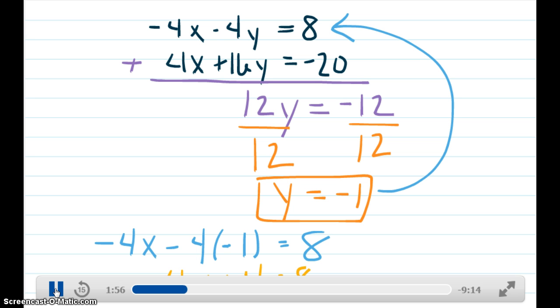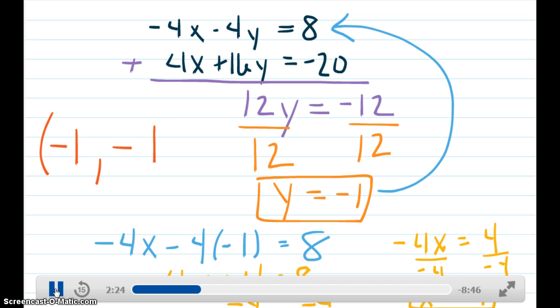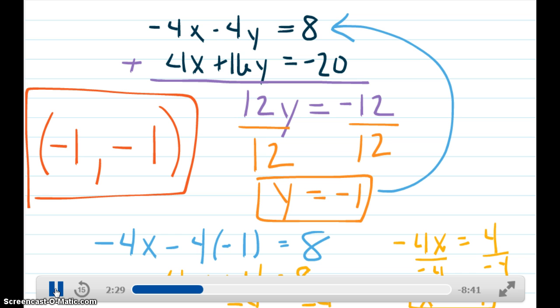So when I subtract 4, I get negative 4x equals 4. Divide by negative 4, x equals negative 1. So my answer, I'll write it over here, negative 1, negative 1. So that is the process of elimination.